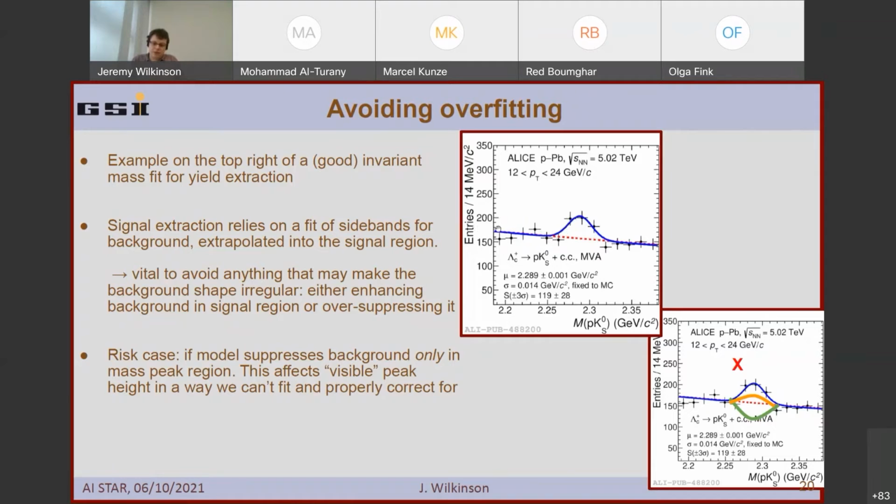Typically we will fit the background first using the information from the sidebands, with either a polynomial or an exponential function, and then a Gaussian signal on top of this. Obviously, this relies on the assumption that our background is smooth in the area of interest. If we have an overfitted model, where we would either over-suppress the background in the region of the signal, or even enhance the background thinking that it was signal based simply on the invariant mass, this would cause issues for how we reconstruct the particle.